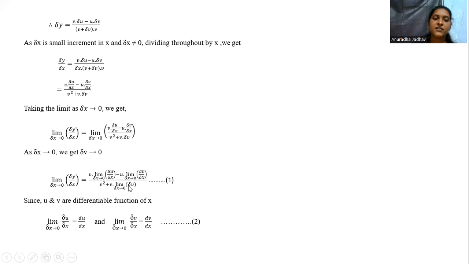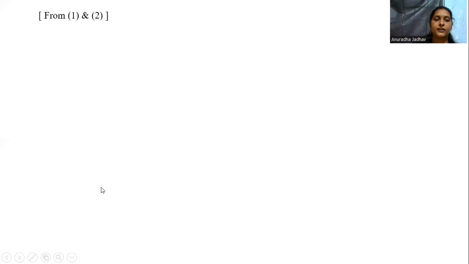Using these two equations, the first equation can be written as: write down here du upon dx, then here dv upon dx, and here delta v tends to 0. As delta x tends to 0, delta v also tends to 0. Therefore, this limit tends to 0 and the denominator remains only v square. See, here v into 0. The above limit is denoted by du upon dx and the second is dv upon dx.